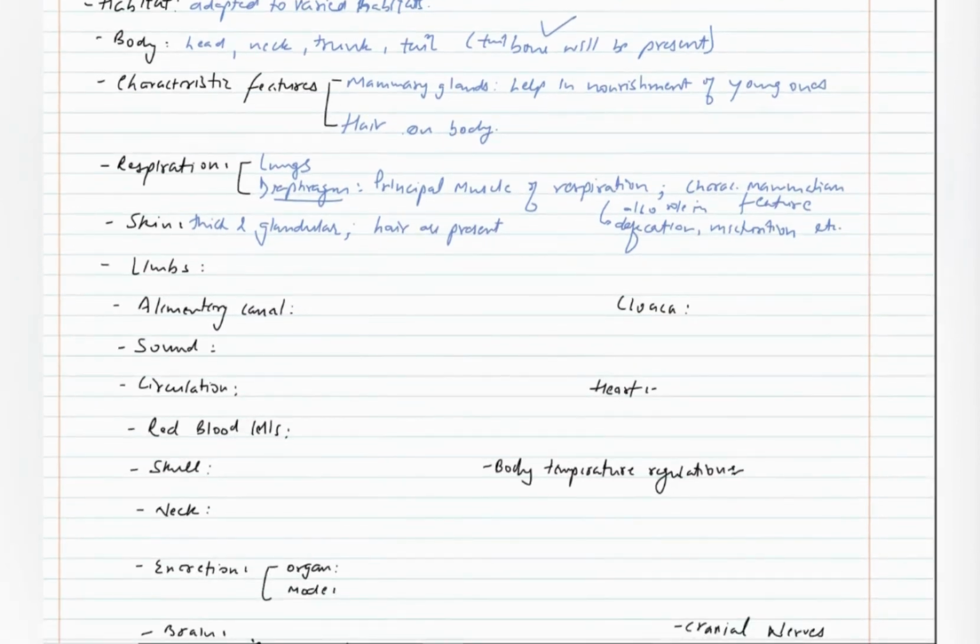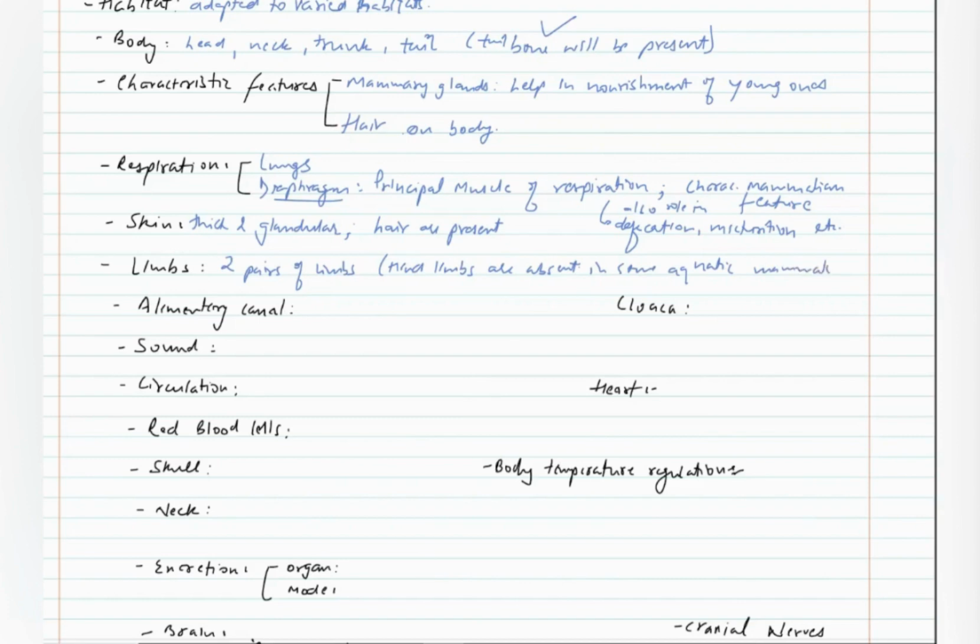Limbs: they have two pairs of limbs, forelimbs and hind limbs. These limbs are modified according to different habitats. For example, they can be modified for swimming, walking, running, etc. Hind limbs are absent in some aquatic mammals.